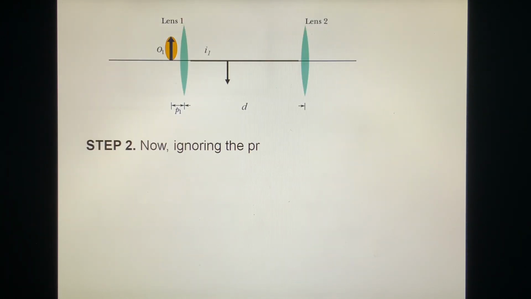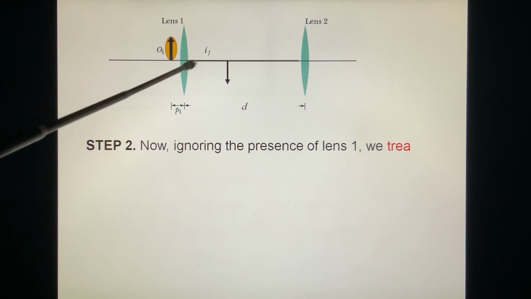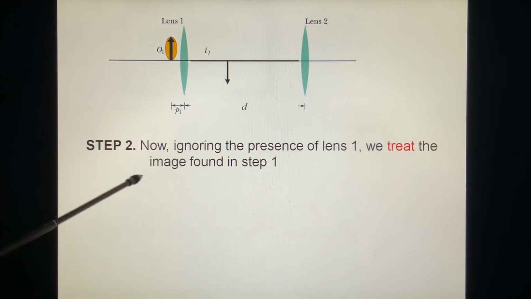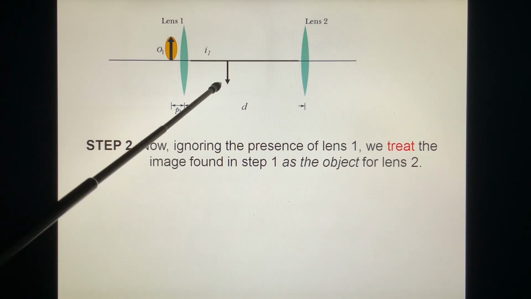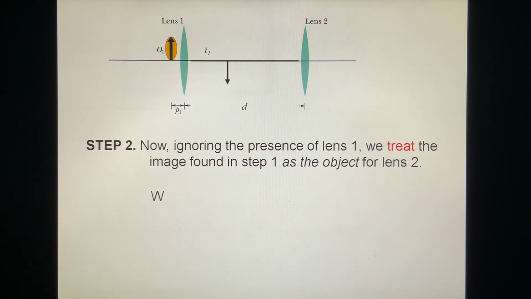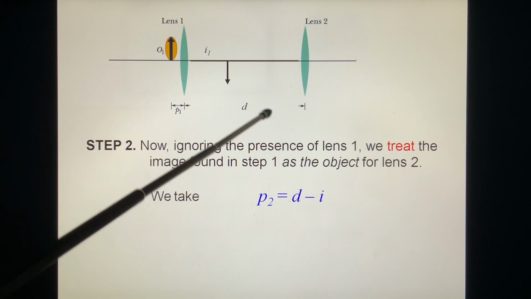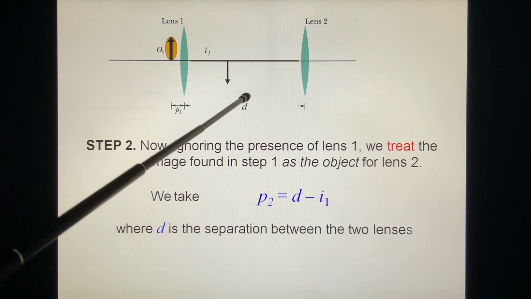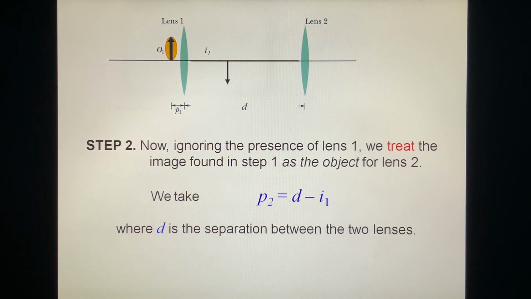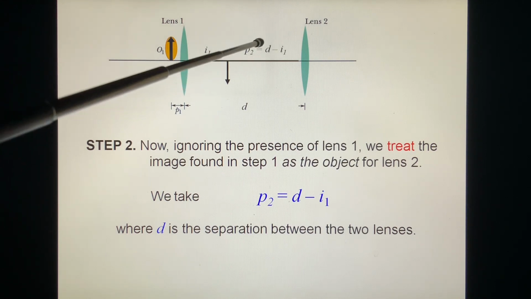Step 2. Ignoring the presence of lens 1, we treat the image found in step 1 as the object for lens 2. This one is the object for lens 2. We take P2 equal to D minus I1, where D is the separation between the two lenses. This is P2 equals D minus I1.